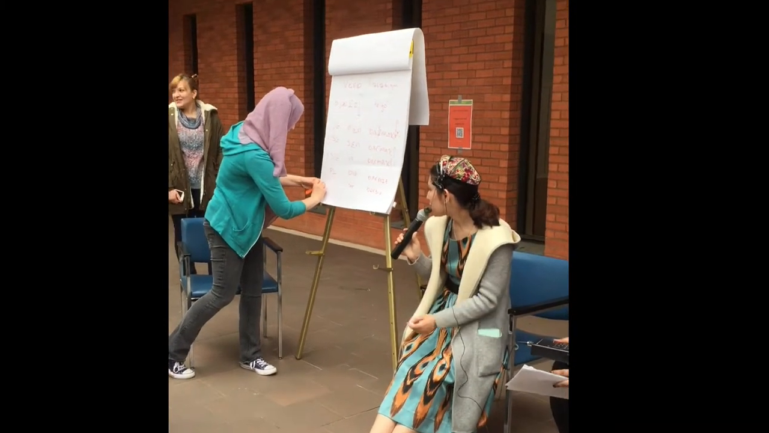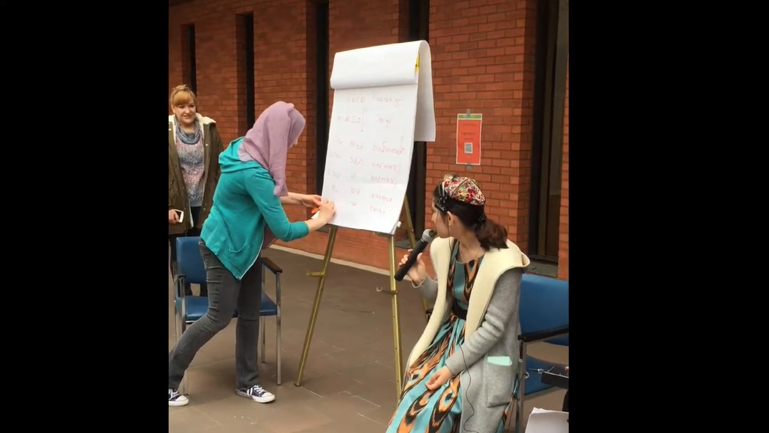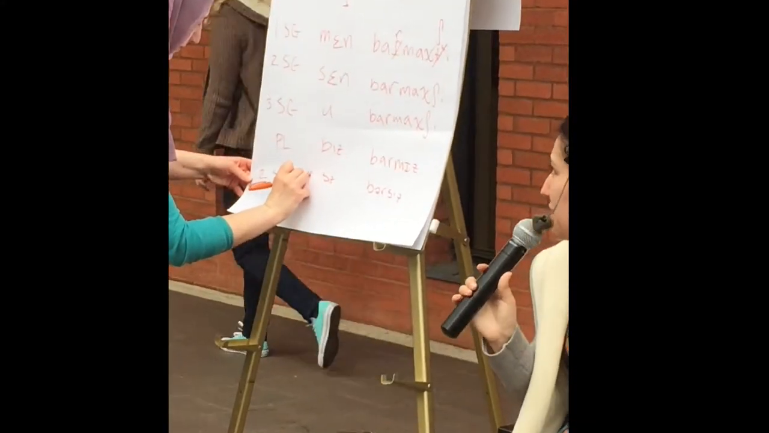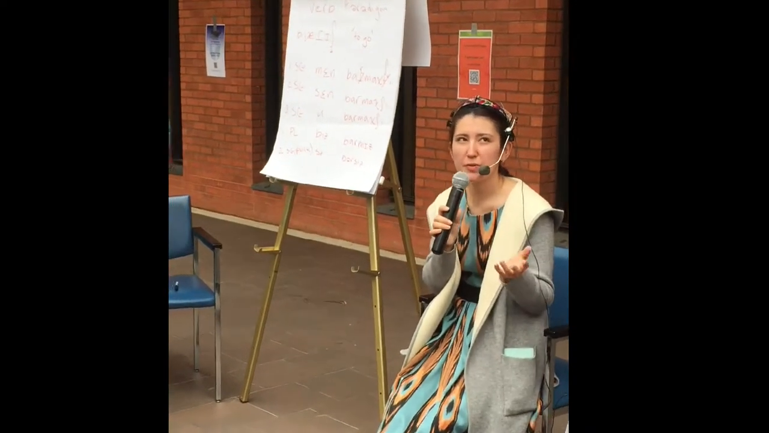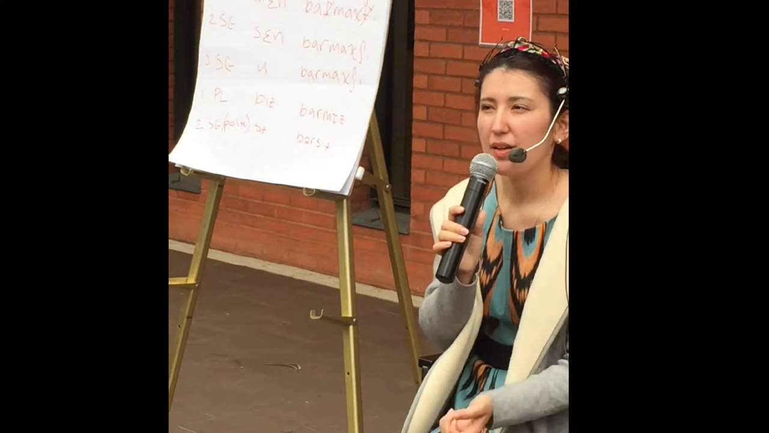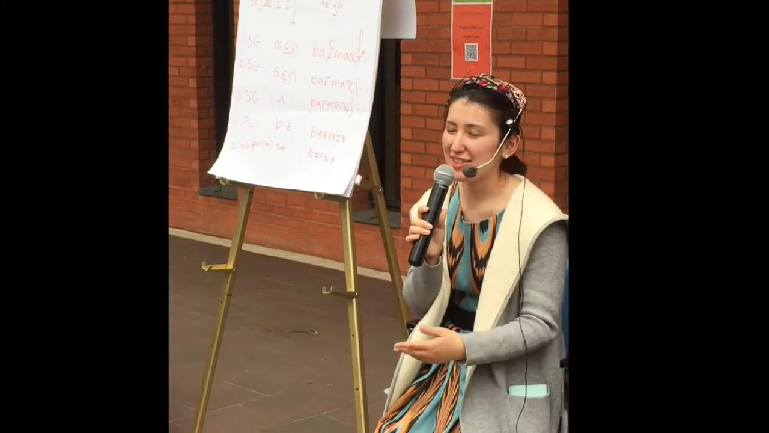You, polite form. For second person singular, we have a polite form and the normal one. The polite form, sis, is used with elder people or people you just met. The normal one, sen, is used with close friends, but it's better to use the polite form for girls in general. When you talk to guys, you can say just sen. They can accept it.